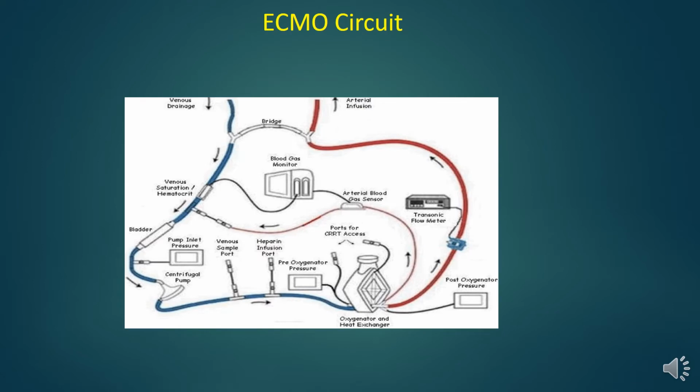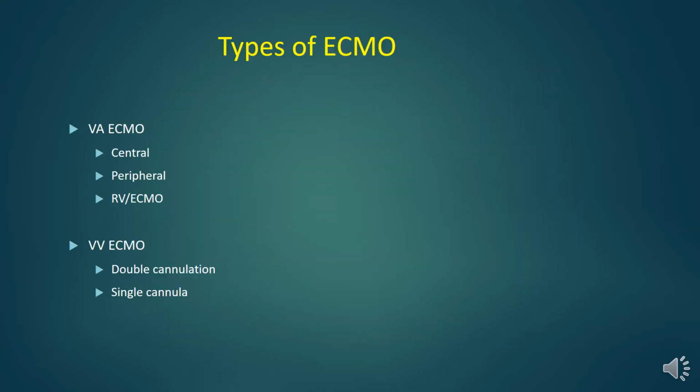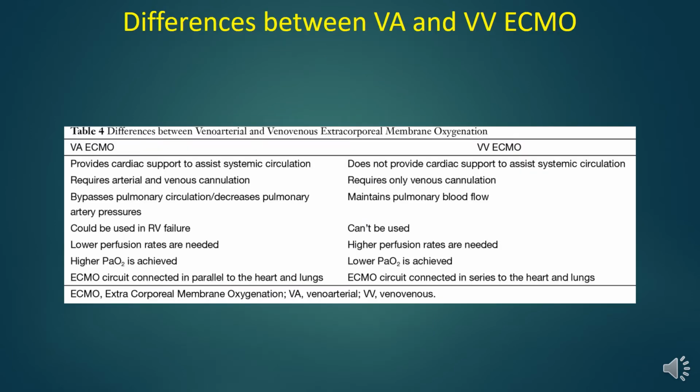This is the ECMO circuit. The types of ECMO. This is parallel VA and VV ECMO, and the differences between VA ECMO and VV ECMO are described in this chart.